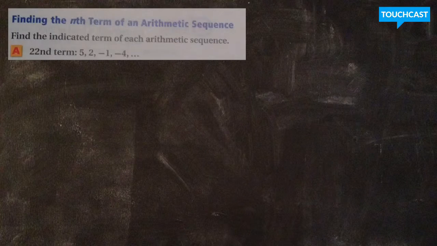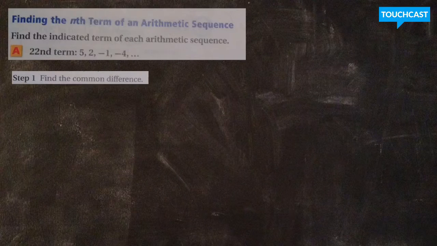So we are going to find the 22nd term of the sequence that starts with 5, and then 2, and then -1, -4, and that keeps going forever and ever. So our first step is to find the common difference.